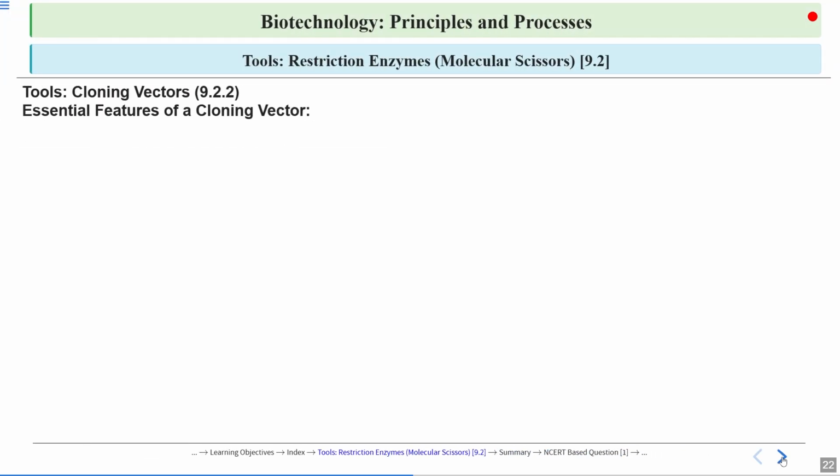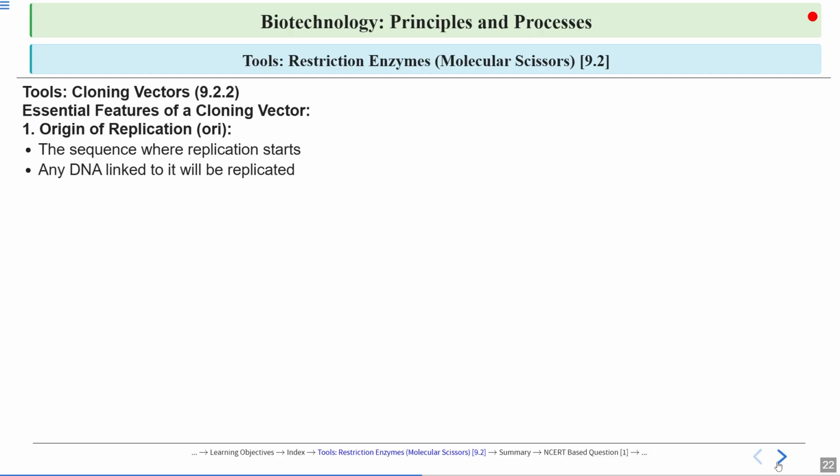Now, what are some essential features of a cloning vector? What are the features that make it a suitable cloning vector? First, the origin of replication. We talked about this a little in the last class also: it is a sequence where replication starts, and any DNA linked to it will be replicated. It also controls the copy number of the linked DNA.